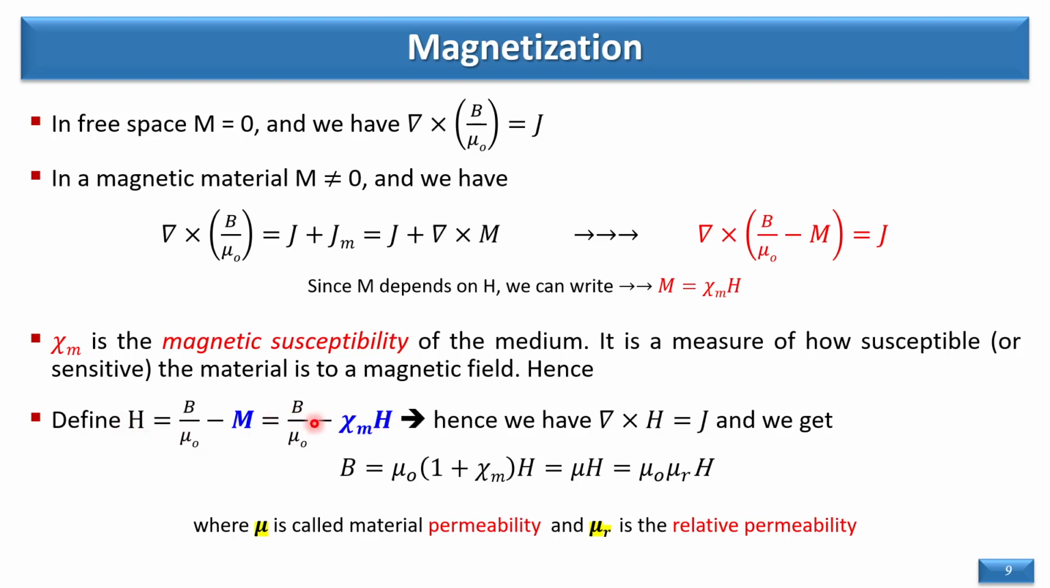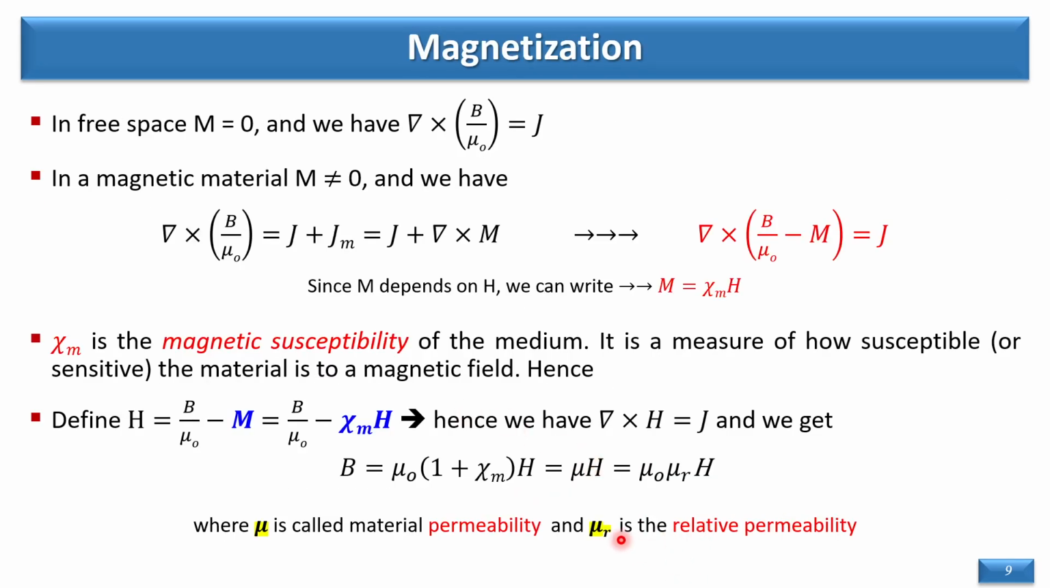So we can just say that B equals mu naught multiplied by (1 plus psi). This (1 plus psi) is called mu r, which is the relative permeability, and the relationship between B and H inside the material equals mu, which is the permeability of the material, multiplied by H.